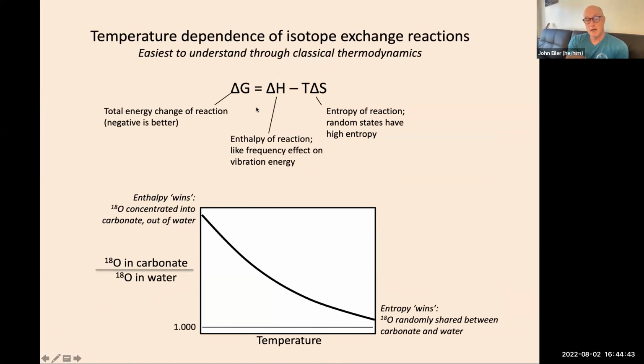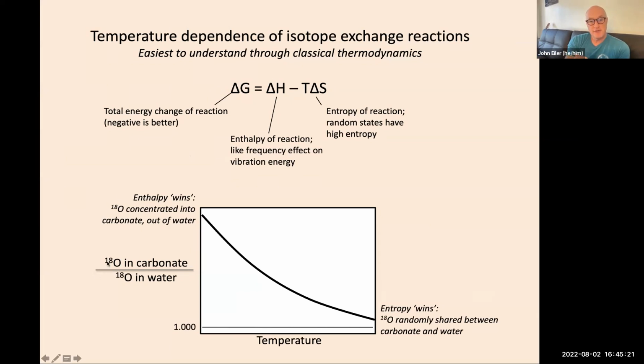We know from basic thermodynamics that the free energy change of some chemical process, which is our measure of how advantageous it is, how preferred that process is, reflects both the heat of the reaction, the enthalpy of the reaction, which is basically the vibrational frequency effect I was talking about before, minus temperature times the entropy of the reaction, the change in randomness. Because this term is multiplied by temperature, entropy is not very important when things are cold, and it's very important when things are hot.